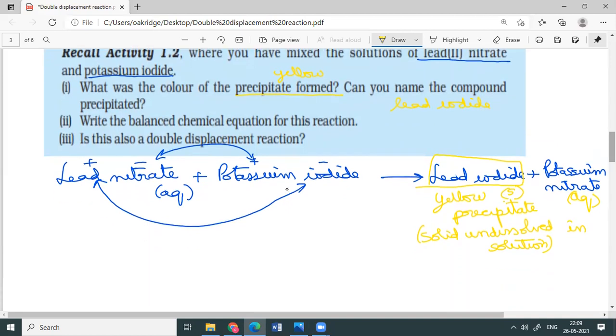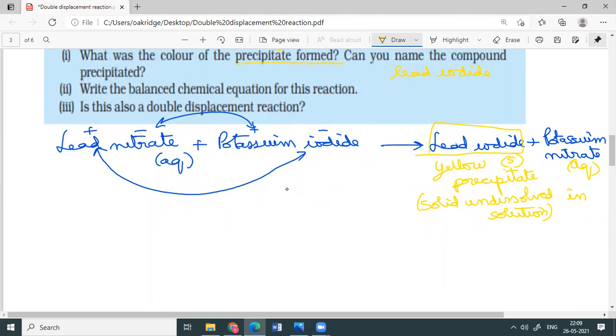Write the balanced chemical equation. So let's write. So lead nitrate, children, it's Pb(NO3)2. Pb actually has a valency of positive 2, and nitrate, we all know NO3, is negative 1. So just crisscross the numbers. That's the reason we are getting brackets here, because this 2 is applicable for the nitrogen also, and for the oxygen also. Plus potassium iodide. Potassium is K, children, iodide is I, both have valency 1 only.